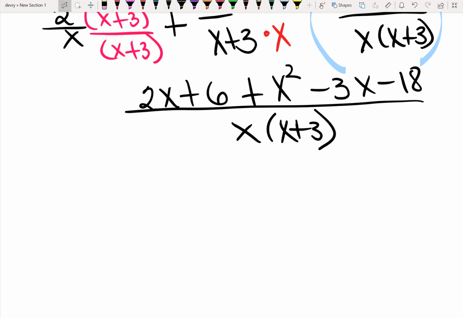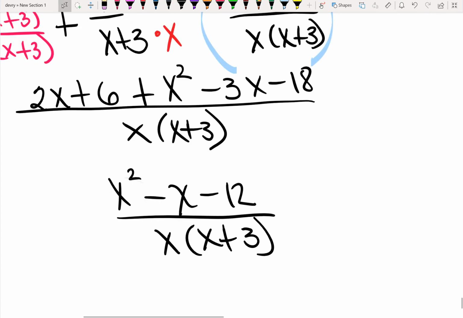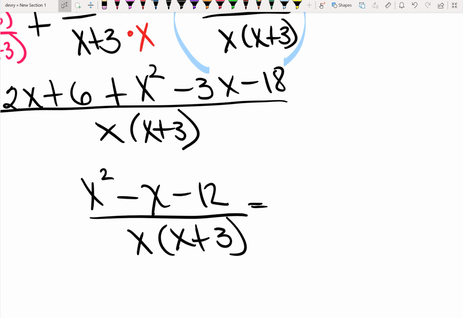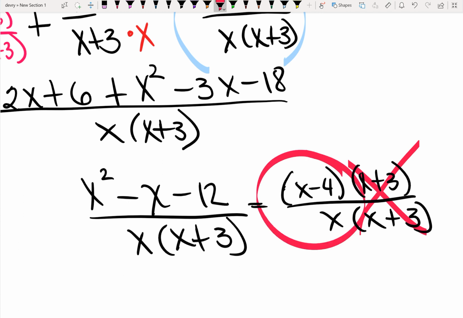If I consolidate like terms, I end up with x squared minus x minus 12 over x times x plus 3. I look at that top trinomial, and I know for a fact that this has to be x minus 4 times x plus 3, and this is over x times x plus 3. So obviously the x plus 3's are going to cancel, and your final answer is right there. So as you can see, this is not terribly difficult. You just have to stop and think about a few steps here and there.